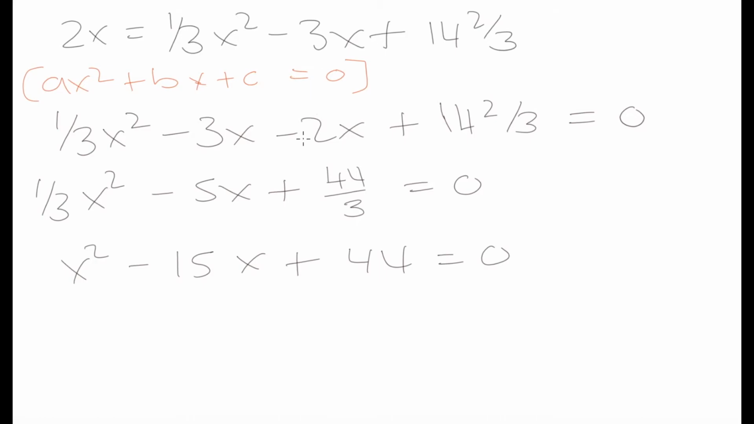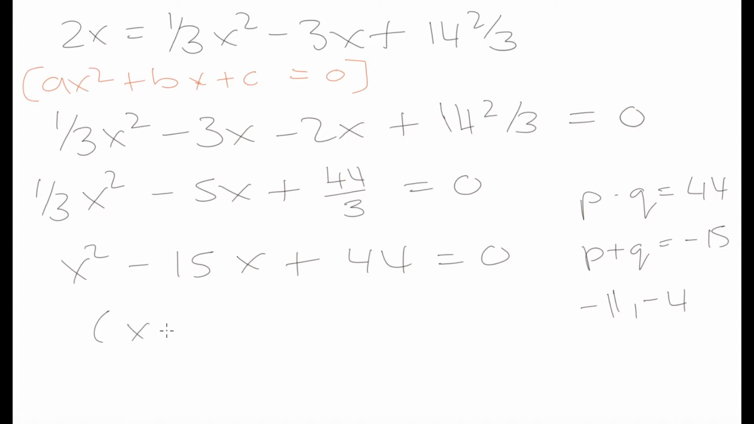And now we can factor this the same way that we've been factoring things in the past. We have a leading coefficient of 1, so it's going to be an easy method of finding two numbers that multiply to give us 44 and add together to give us negative 15. Something that pops out to me immediately is if we were to multiply negative 11 and negative 4, we would get 44. And negative 11 minus 4 is going to give us minus 15. So these two numbers do fit that profile.